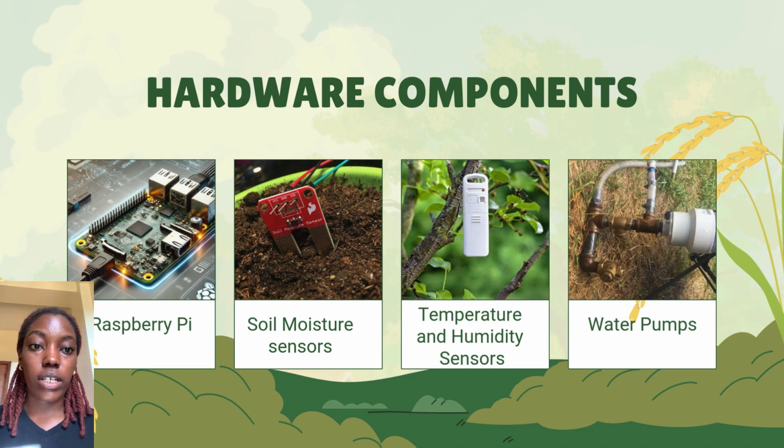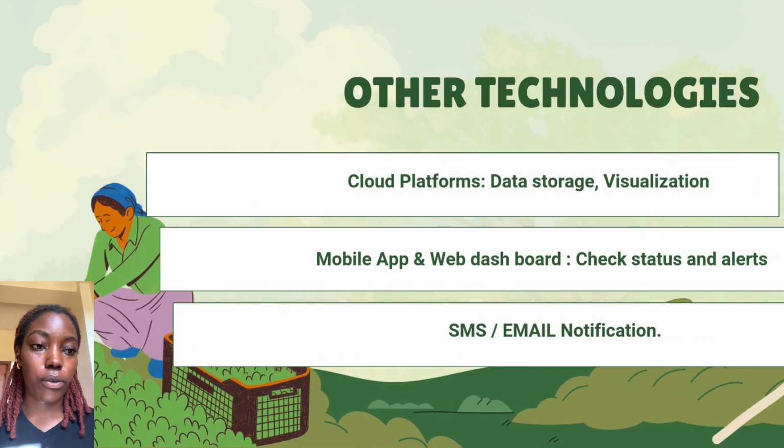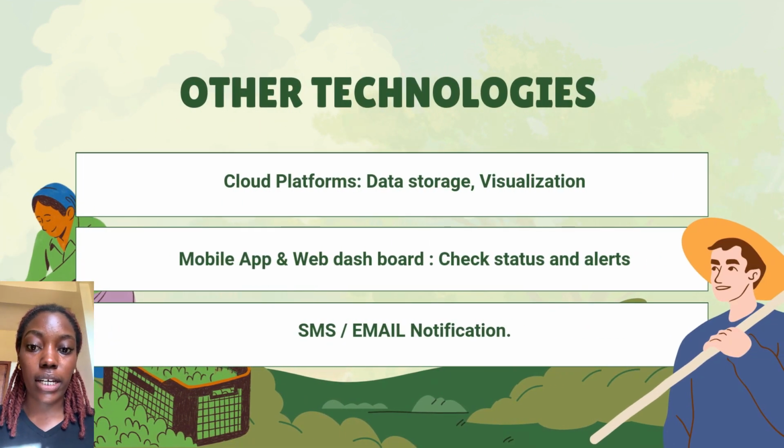The IoT devices that are connected to our system include cloud platforms. This is for storing data on the cloud and visualization. We also have a mobile app and a web dashboard to check the status. Maybe you want to check soil moisture, you want to control the pumps, and maybe to receive the alerts. These come through the mobile app or the web dashboard.